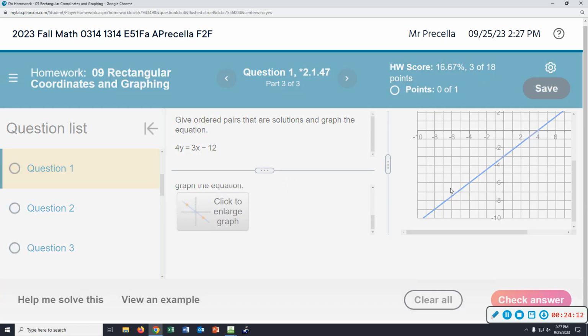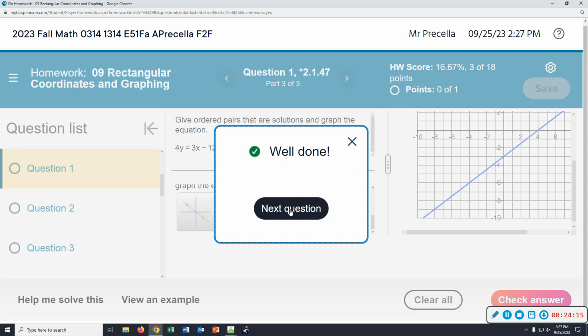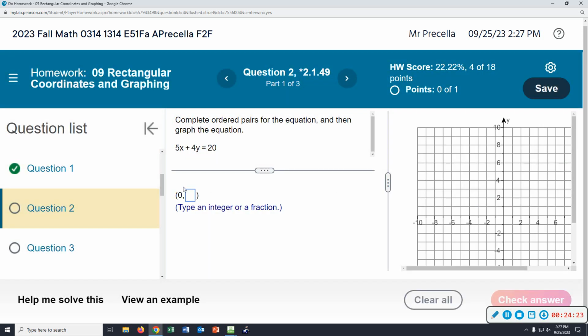Check answer. And it's right. Any questions there? Next question. What sort of a figure is this going to be? Look at the equation. I don't see any x squares. I don't see any exponents. I don't see any square roots. I don't see any variables in denominators. What sort of a figure is this going to be? Another line. I agree. Let me write it down.